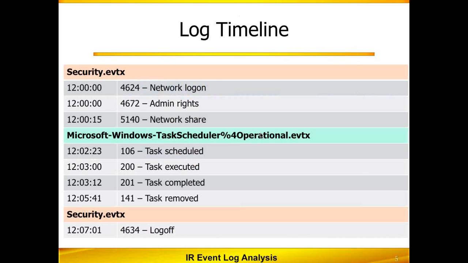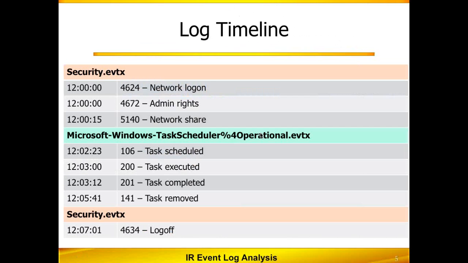So they log in, the network share gets mounted, bam, the task gets scheduled, it runs in the next minute, runs quickly and gets removed, and they're gone within under 10 minutes. So really, it's a very narrow window of time that this stuff can happen in. You don't have to spend a lot of time looking all over the logs for these components, right?